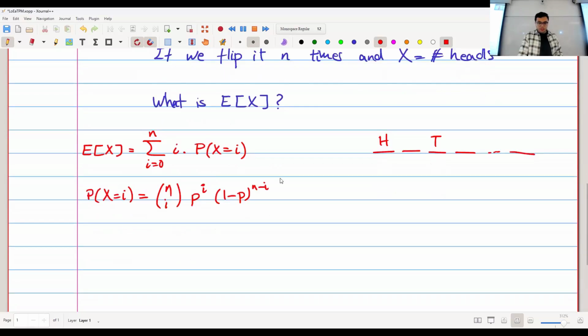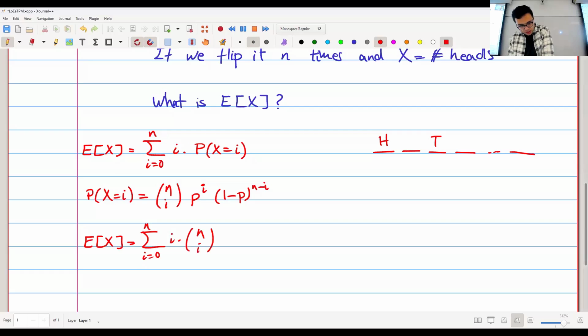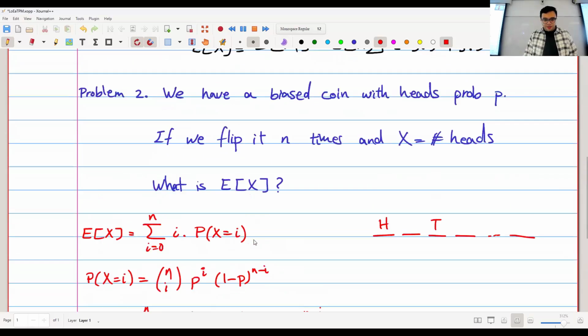So if I now plug this back into my definition of expectation, I get a monstrosity like this. The expected value of X is the sum over i from 0 to n of i times n choose i times p to the power of i times (1 minus p) to the power of n minus i. This is correct, but it's ugly. I don't like it, and it takes a long time to compute if I want to compute it algorithmically.